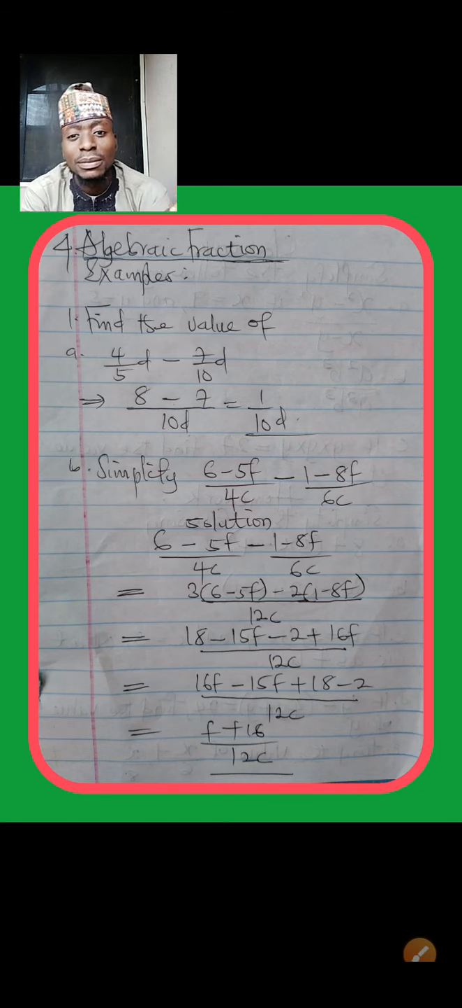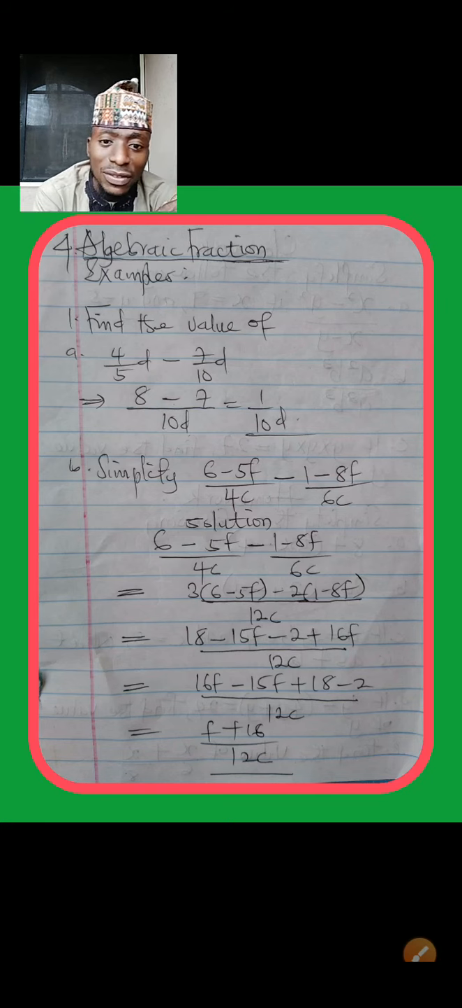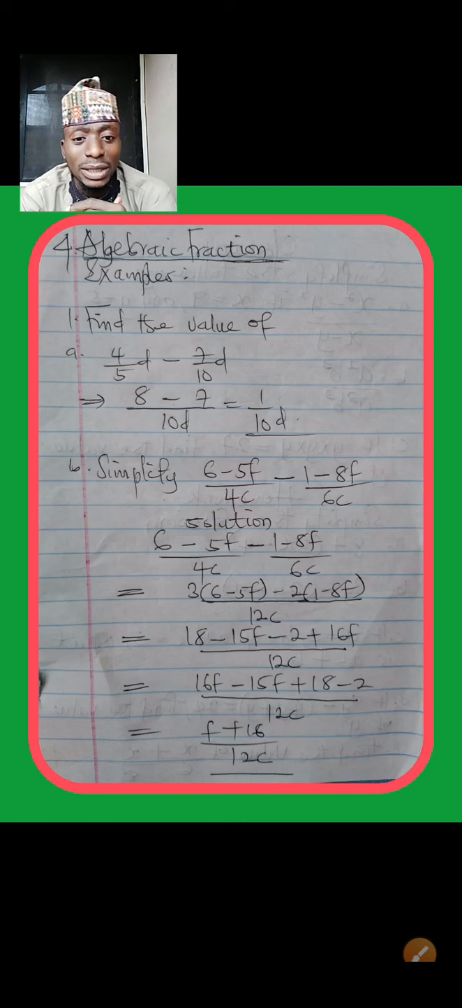That's the second one: (6 minus 5f) over 4c, minus (1 minus 8f) over 6c. So we want to do this. The LCM of 4c and 6c: 12 is the LCM, so just attach c to it. That will be 12c. Then you start your work. How many 4c can you see in 12c? Only 3. So 3 times the numerator.